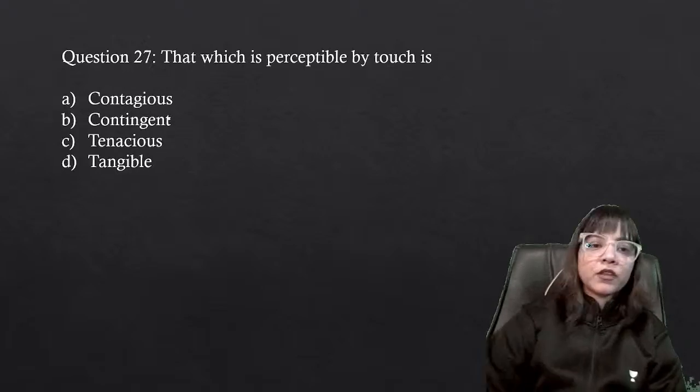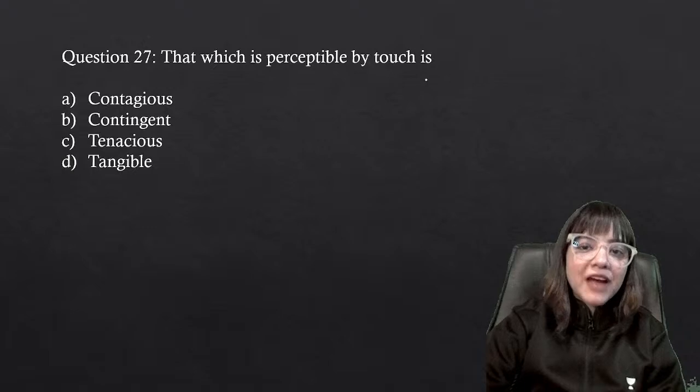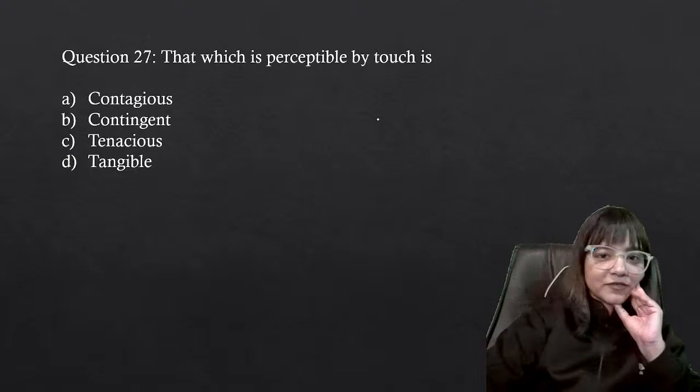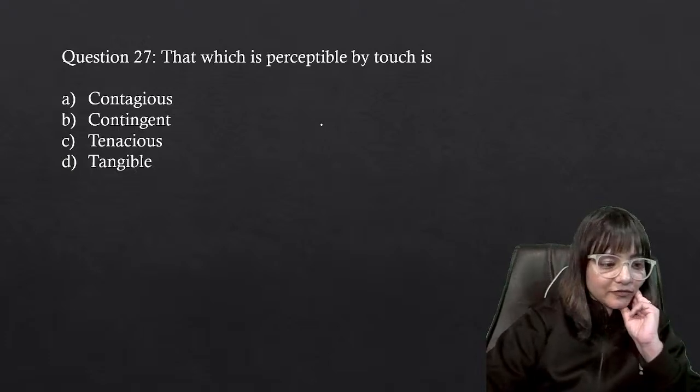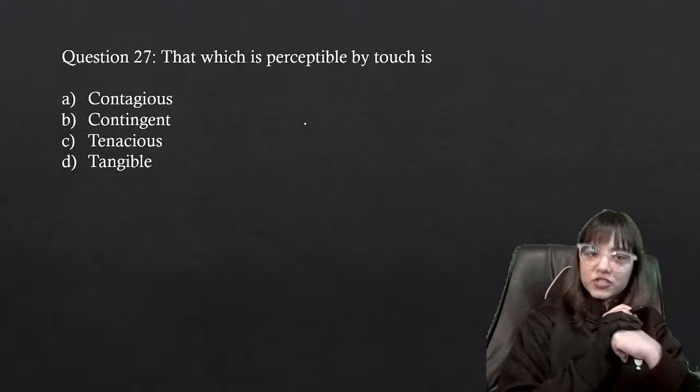Okay, 27th question: that which is perceptible by touch. What is it called? Brahmachari. Yes Nikhil, absolutely, brahmachari.